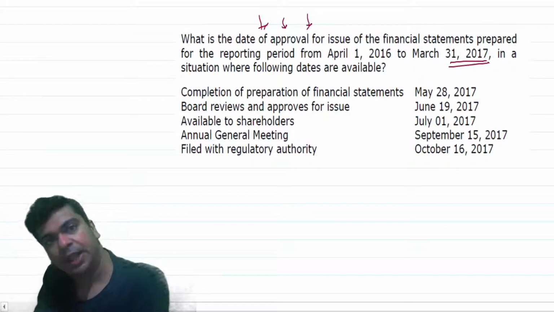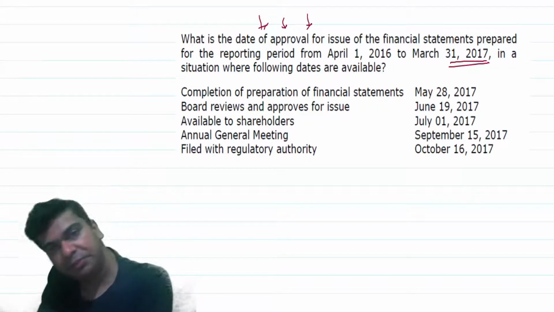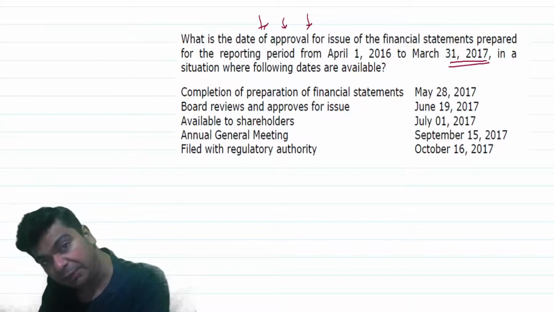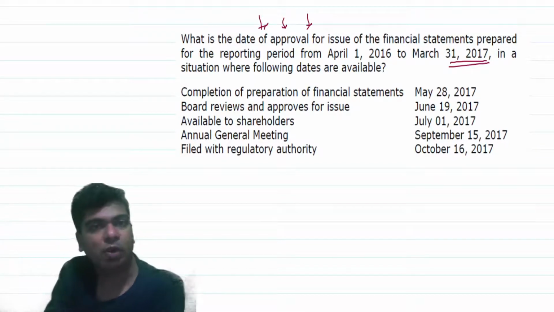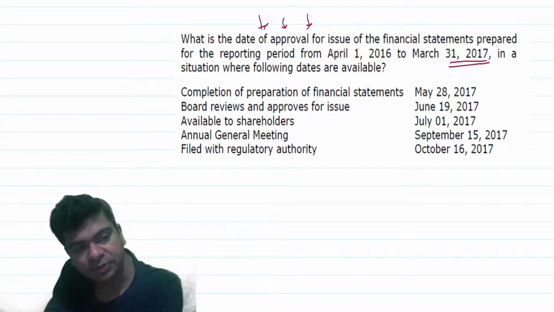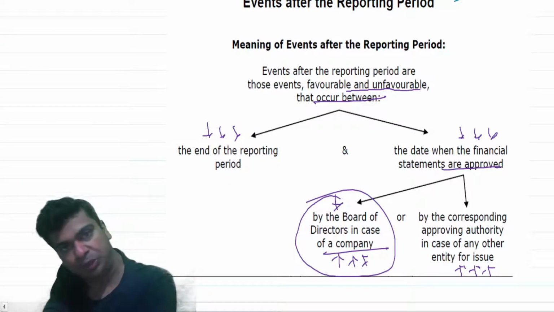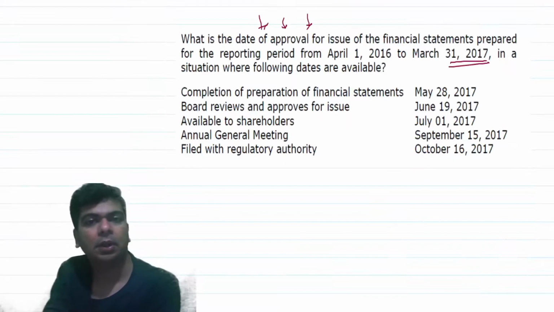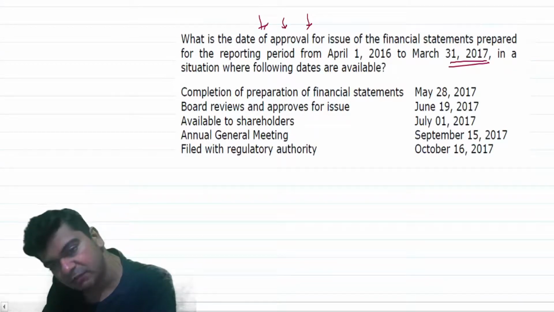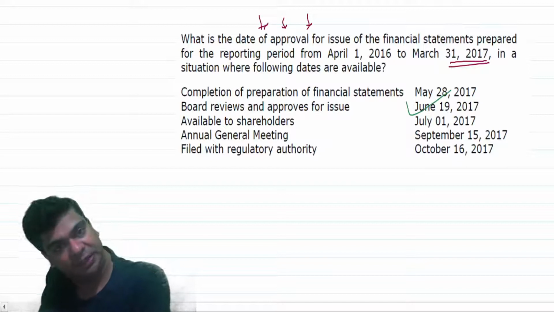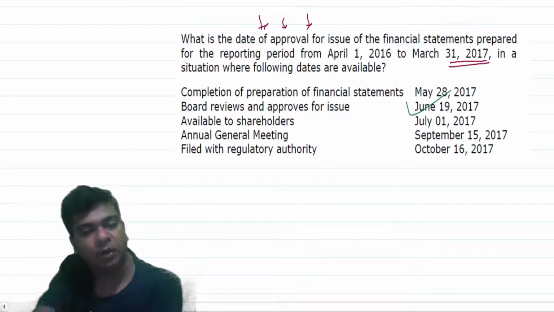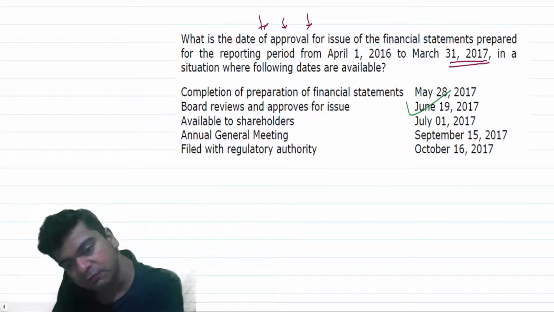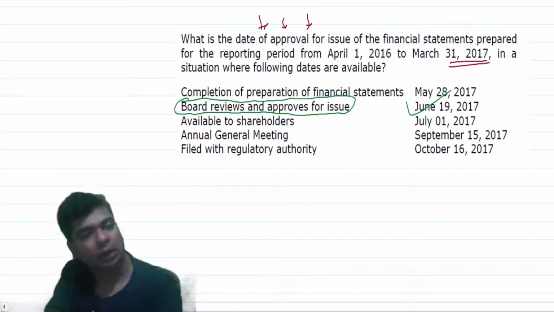We are saying that event occurring after the reporting period is an event, favorable, unfavorable, right, which is occurring between the end of the reporting period and the date when the financial statements are approved. Approved by whom? The board of directors. In other words, 19th June 2017 is the approval date, because this is the date on which the board reviews and approves for issue. Okay.